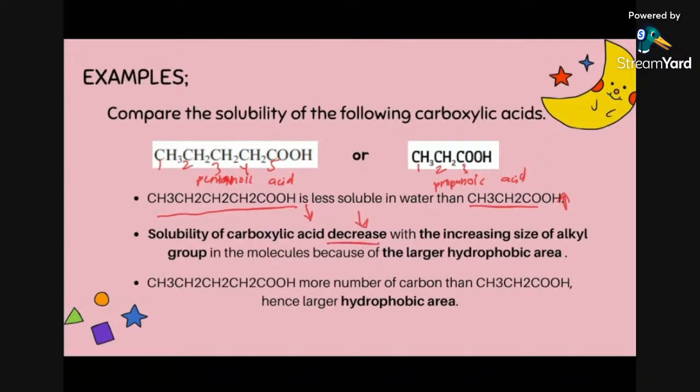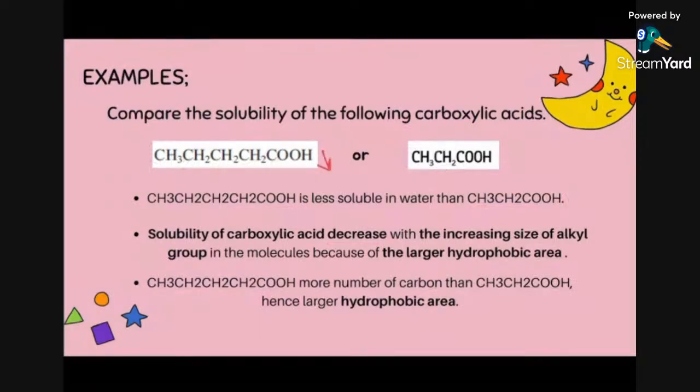Okay, tengok ni kan banyak alkyl group. Dia kan ada banyak. Nampak ni. Yang ni dia ada sikit je alkyl group. Sebab itulah yang ni dia punya solubility dia lebih rendah daripada yang ni. Sebab alkyl group ni kan hydrophobic area. So pentanoic acid, more number of carbon than propanoic acid, hence larger hydrophobic area. So macam yang saya cakap lah, sebab ni lebih banyak alkyl group kan daripada yang ni.